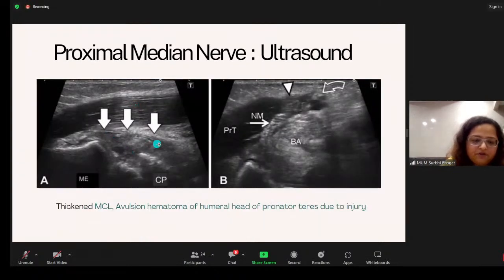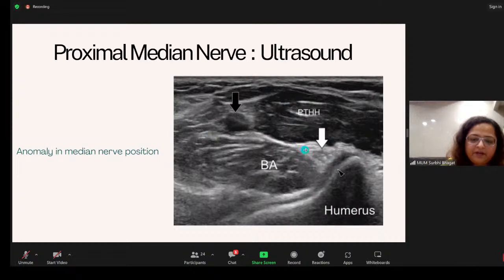This is another patient with medial collateral ligament thickening, and when it is a transverse scan with the condylar process, there were enthesophytes and echoic shadowing. When we do an axial scan, we can see the injury to the pronator teres muscle, an avulsion injury, and it is continued in the lacertus fibrosus also.